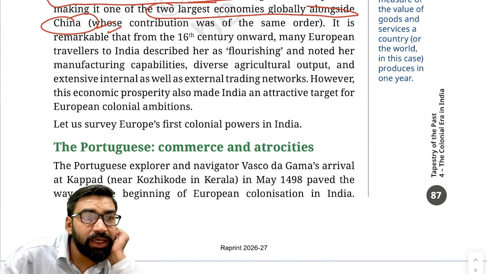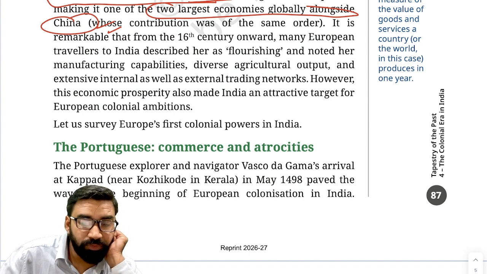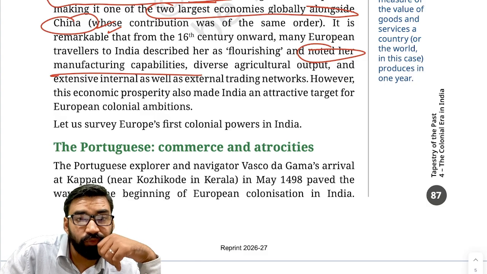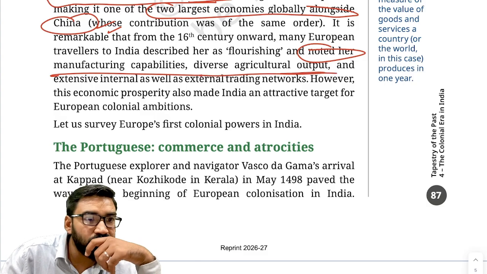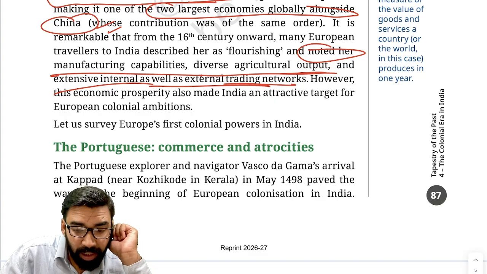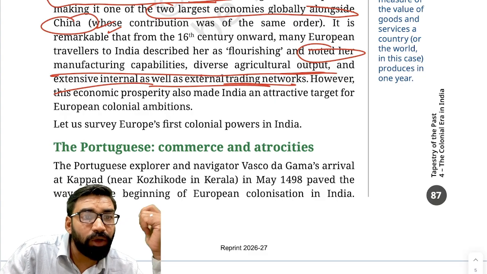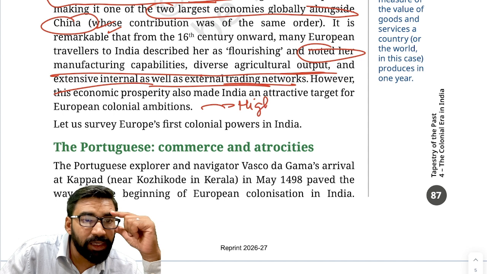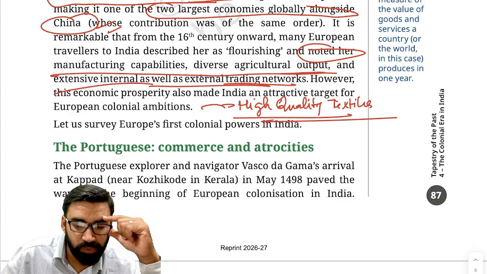Apart from this, India was renowned for various manufacturing. India was noted for its manufacturing capabilities. India was known for diverse agricultural output. India was known for extensive internal as well as external trading networks. Clear? And apart from this, you can see high quality textiles were also there. India is also known for high quality textile. This was the relevance.